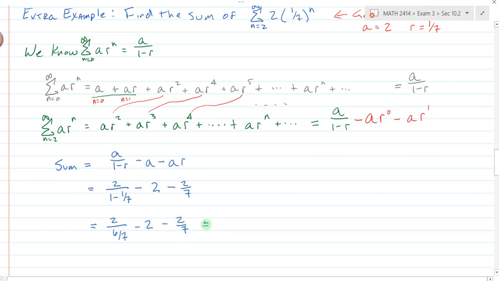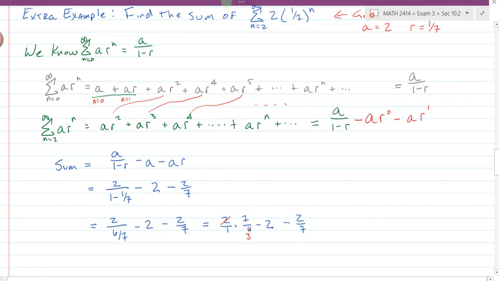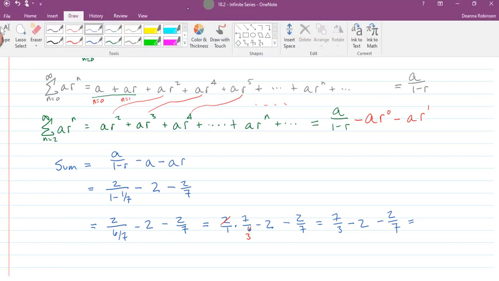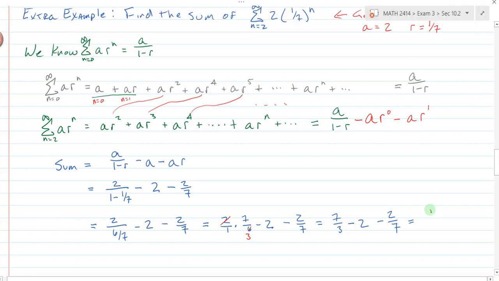And that's going to be equal to, this is why God gave us calculators. Let me expand it out. So that's going to give us 2 over 1 times 7 over 6 minus 2 minus 2/7. And so 2 goes into 6 3 times. Okay, 7/3 minus 2 minus 2/7. If I get a common denominator, that common denominator is going to be 21. But if I use my calculator, I'll get the answer quicker. And that's going to be 1 over 21. And that would be what that sum is equal to.